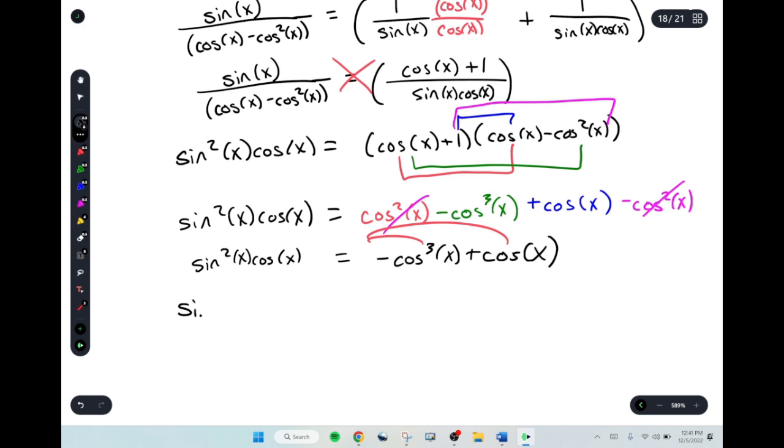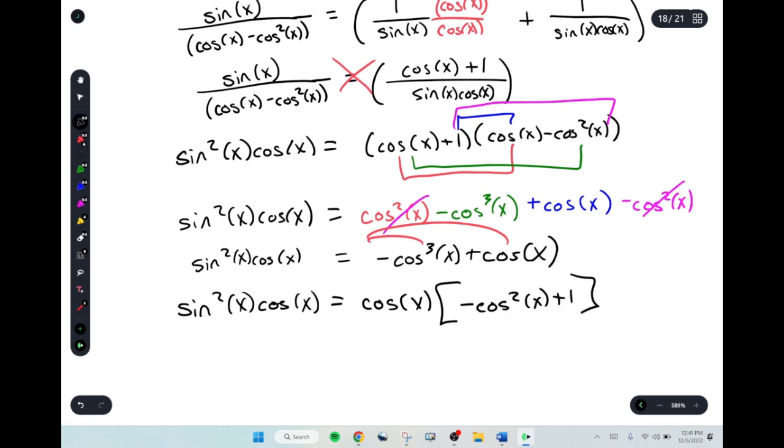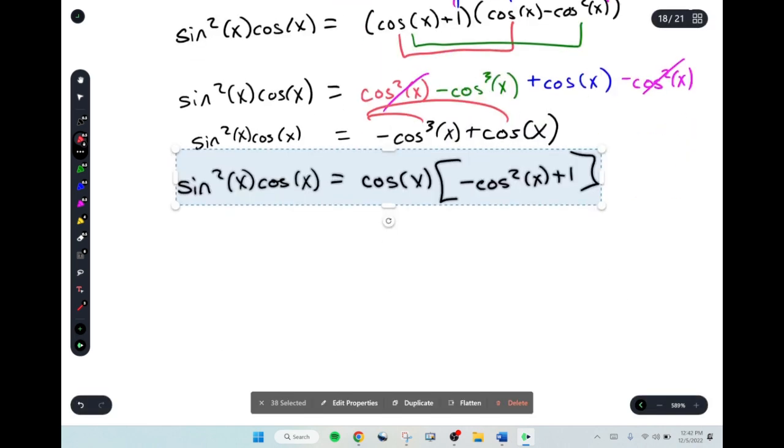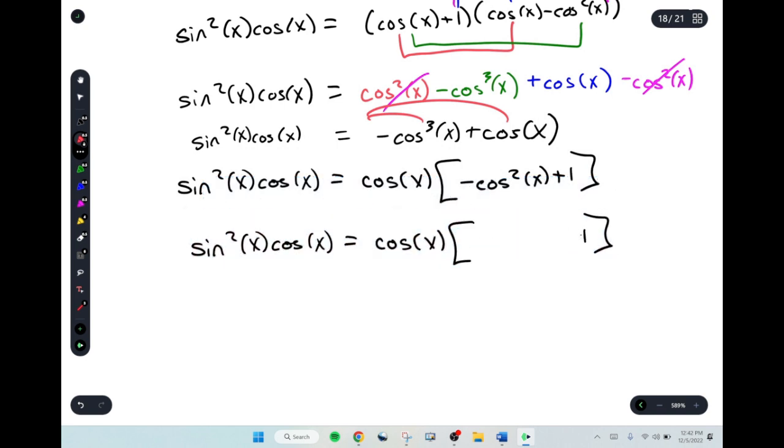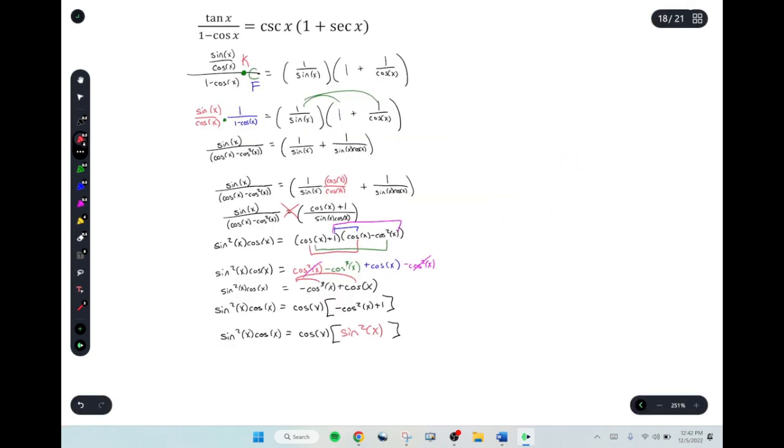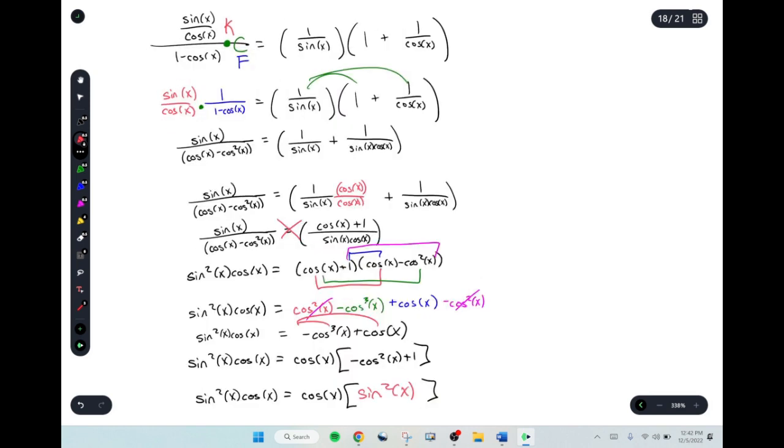I'm going to factor out a cosine, so we end up with sine squared of x, cosine of x, equals cosine of x, right? There's that cosine. Big old brackets. Negative cosine squared of x plus 1. What's negative cosine squared of x plus 1? And look at what we ended up at. There you go. That's the whole thing.